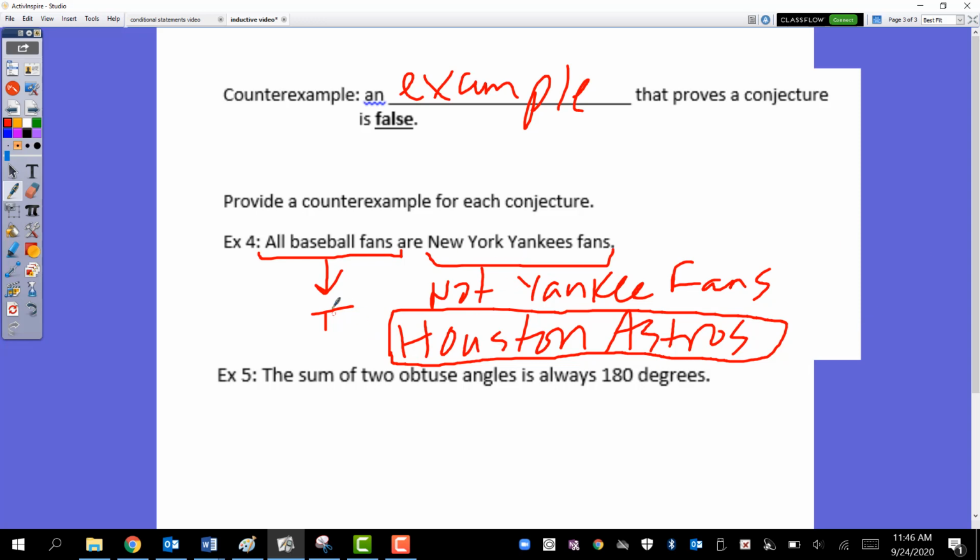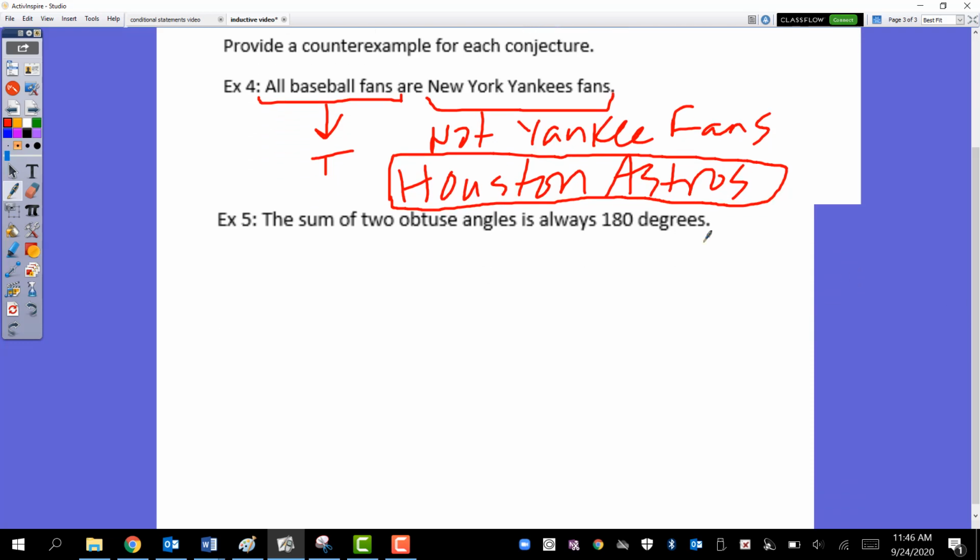The ones for real life examples are usually pretty easy to come up with. The math ones we're not great at, but we're going to do our best. This one says the sum of two obtuse angles is always 180 degrees. Again, that is not true. That's false. So we need to have the first part be true: the sum of two obtuse angles.